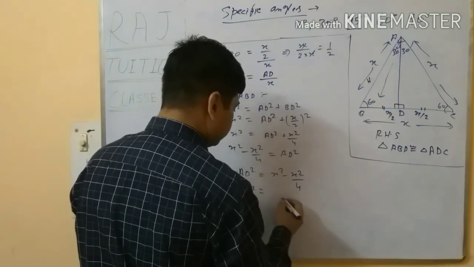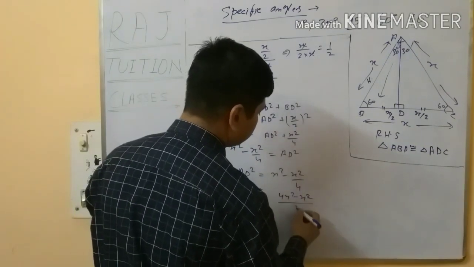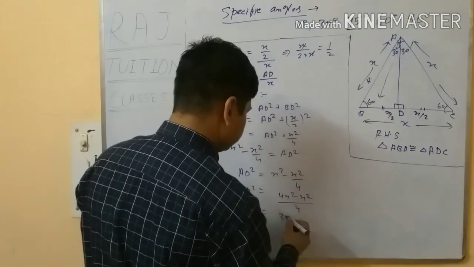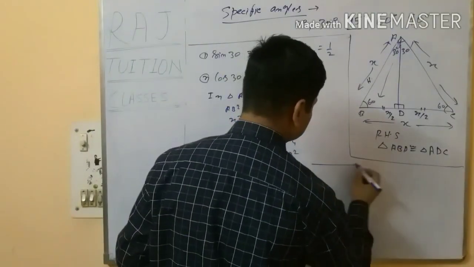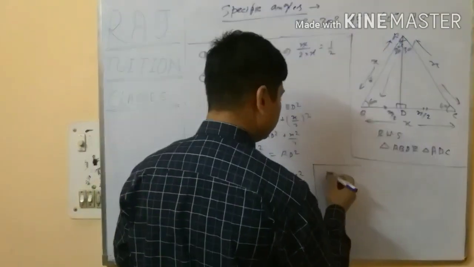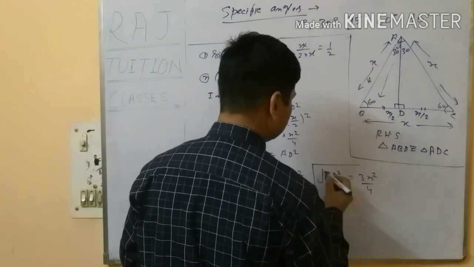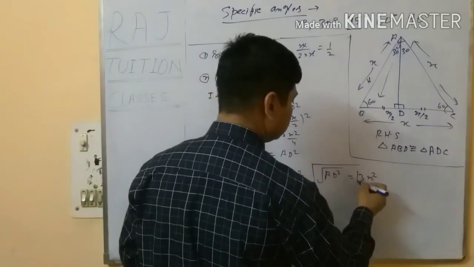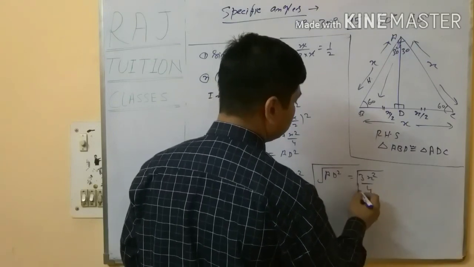So AD square equals 4x square minus x square upon 4. AD square equals 3x square over 4, and that's it right here. Now to find AD, I have to take the square root. If I take the square root on the left hand side, then it's a mathematical protocol that we have to take the square root of the right hand side.